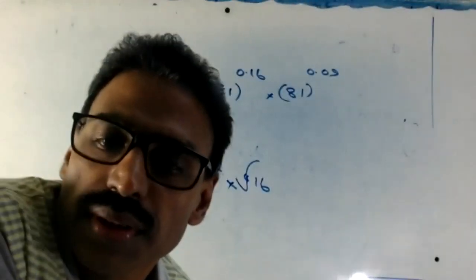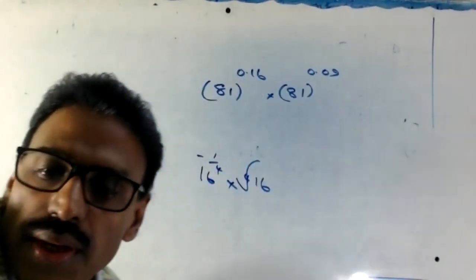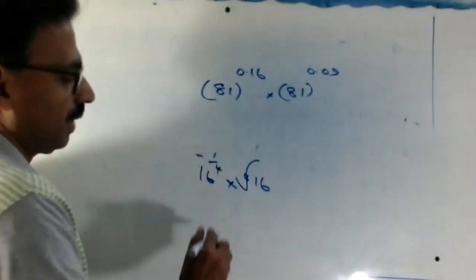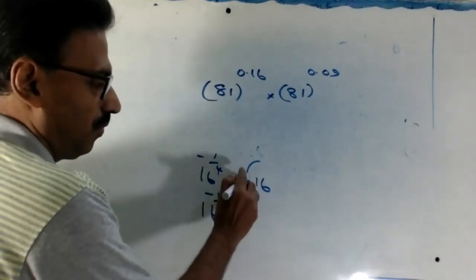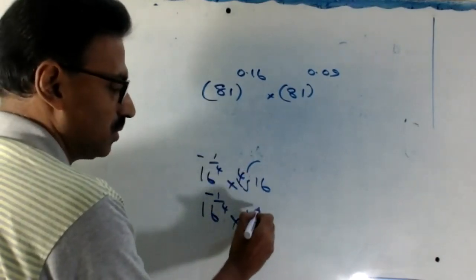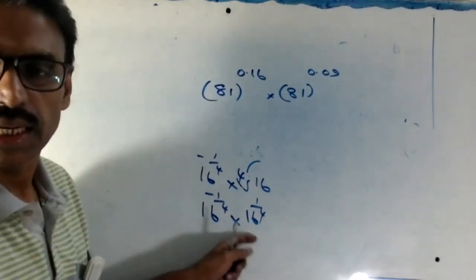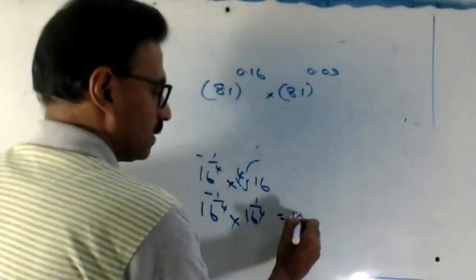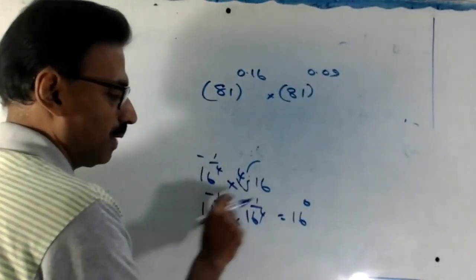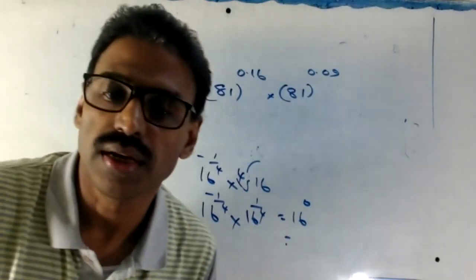Okay. Who asked this one? Ashri. Okay. Listen. 64 raised to 1 by 4, we can write just 64 raised to minus 1 by 4 into 4th root of 64, which is 64 raised to 1 by 4. We can add the same base. A raised to m into a raised to n is a raised to m plus n. That is 64 raised to 0. Minus 1 by 4 plus 1 by 4 is 0, equal to 1.